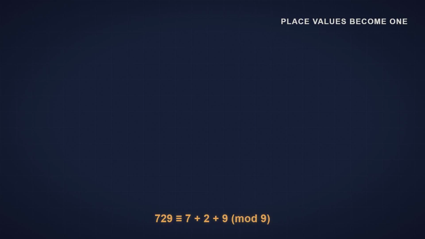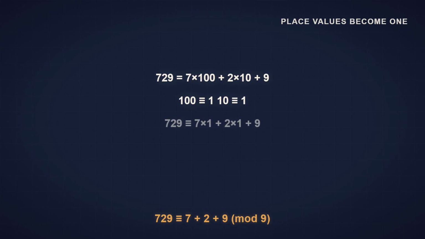Now compare place value with the digit sum. 7 hundreds contributes 7 times a number whose remainder is 1, so it contributes remainder 7. 2 tens contributes remainder 2. 9 ones contributes remainder 0, since 9 is divisible by 9. The whole number therefore has the same remainder as 7 plus 2 plus 9. Place value weights hundreds and tens differently in ordinary size, but modulo 9 all those weights collapse to 1. Once every power of 10 becomes 1, only the digits remain.